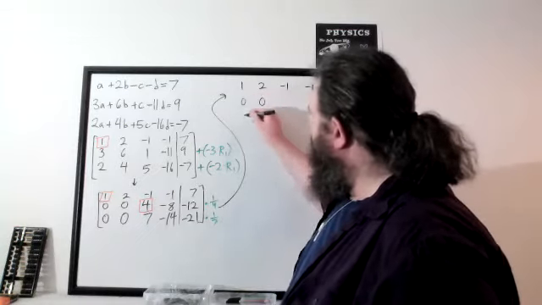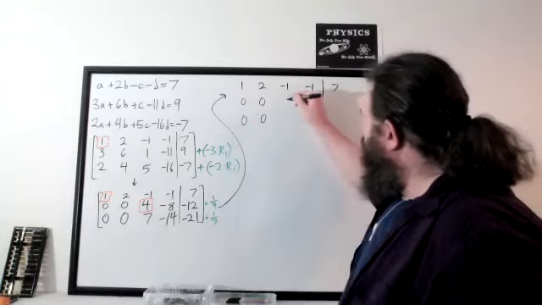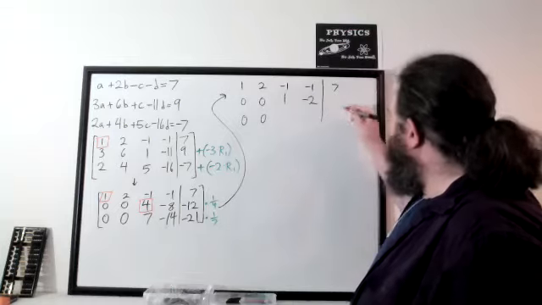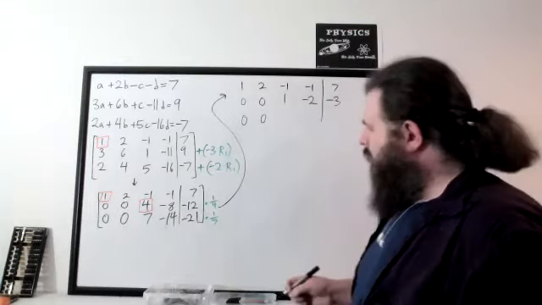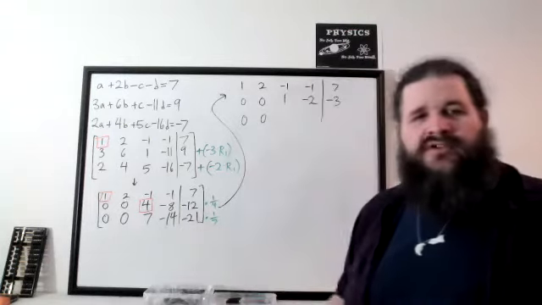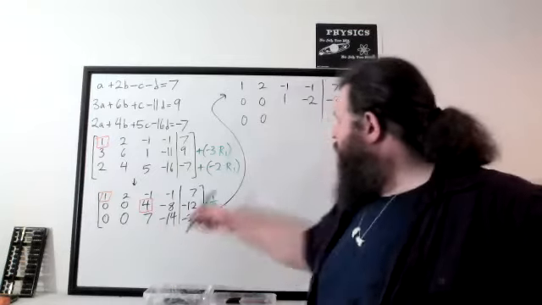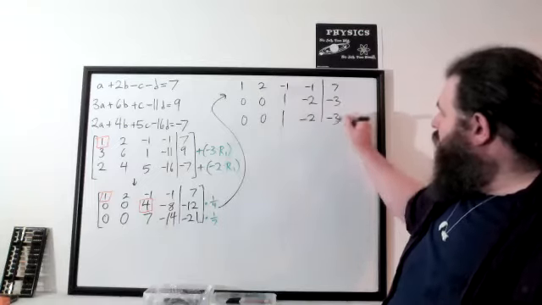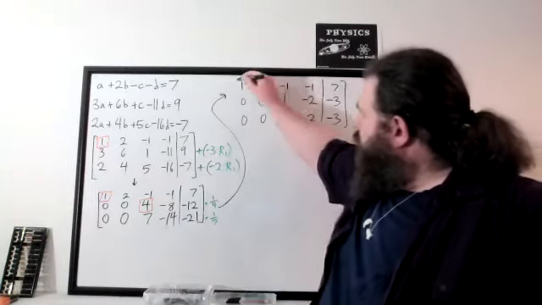The zeros stay exactly as they are. 4 becomes 1. 1/4 of -8 is -2. 1/4 of -12 would be -3. And then third row, the zeros stay as they are. 7 times 1/7, 1/7 of -14, 1/7 of -21. So that's our new matrix.